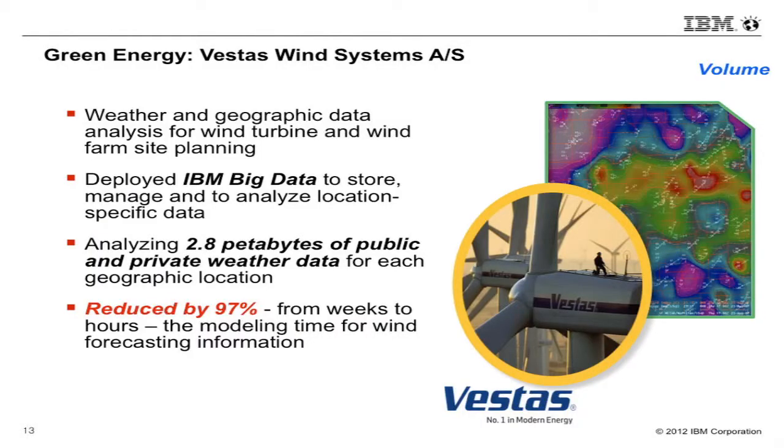So this is just more info on the Vestas use case that we've done. So yeah, a reduction of about 97%, from weeks to hours, on the modeling time for wind forecasting information. Some impressive results came out of that one. And that was a combination of working with IBM GBS, which is our services division, as well as some folks inside the software group. So the IBM Silicon Valley Lab, which is about 45 to 60 minutes down the road on your way towards Gilroy, is where this product is primarily developed. And several of the folks in that lab worked on this account directly.